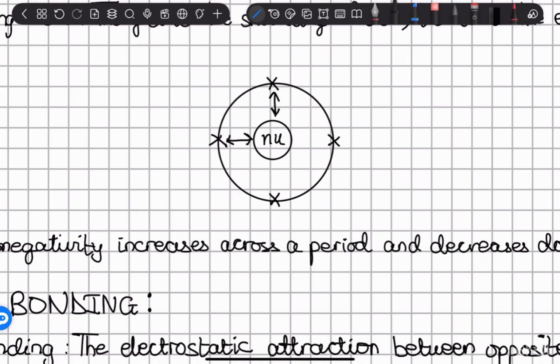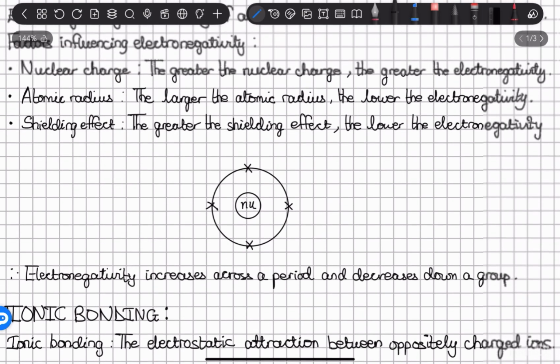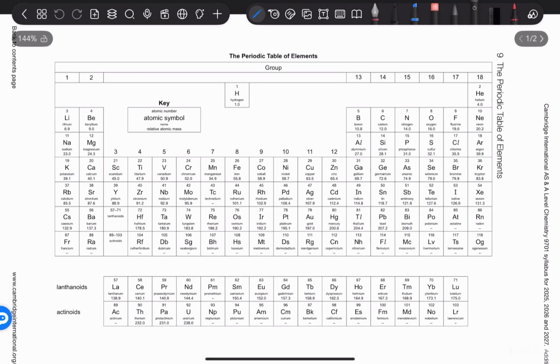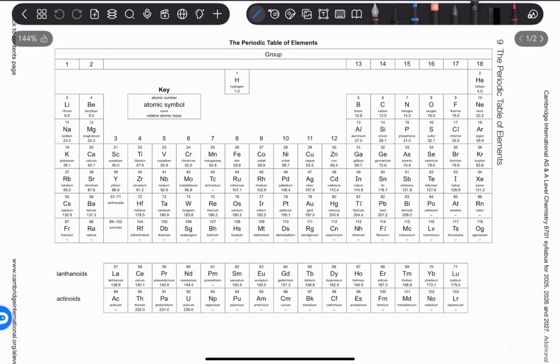The nucleus is able to pull these electrons further towards itself, so its atomic radius decreases. We know that across a period atomic radius decreases. So if it decreases, then the smaller the atomic radius, the larger the electronegativity. Hence, in the periodic table, fluorine is the most electronegative.